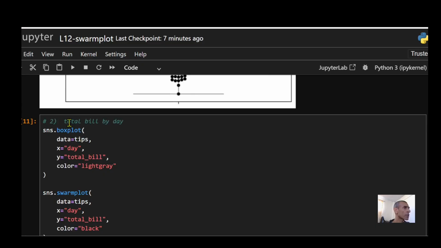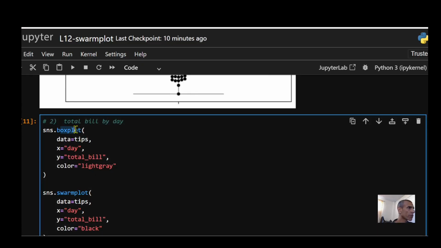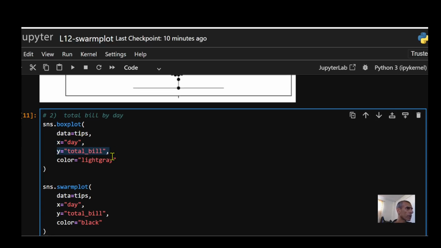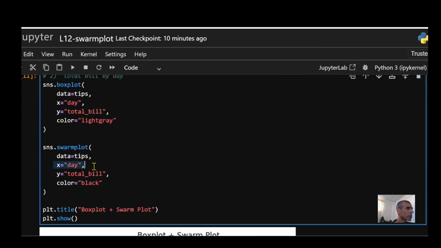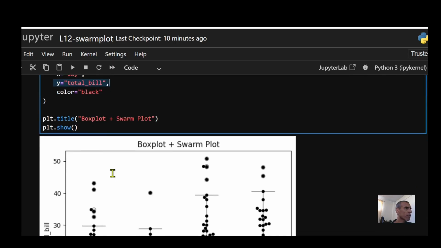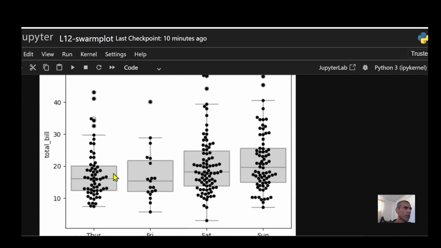And now let's do total bill by day. So I'm calling box plot first. So in this case, specify your x equal to day. So this is going to be your Thursday, Friday, Saturday, Sunday, and my y is going to be total bill. Also calling swarm plot, x equal to day and my y equal to total bill. And now let's plot them together. So when I plot them, this is how it looks.